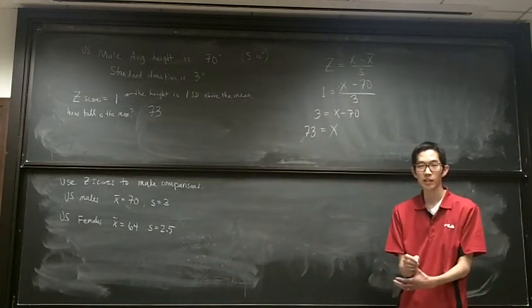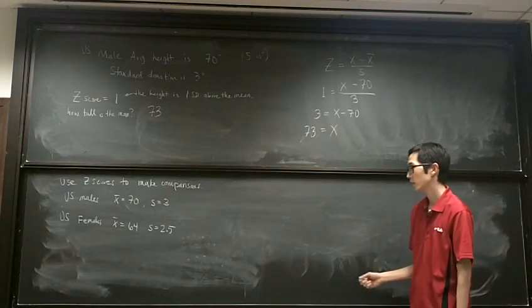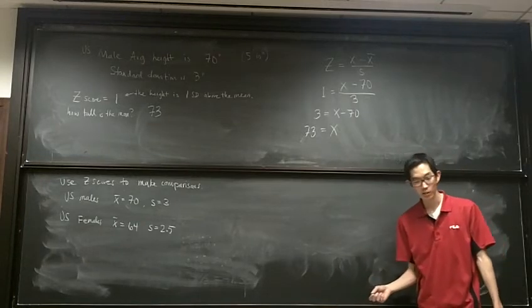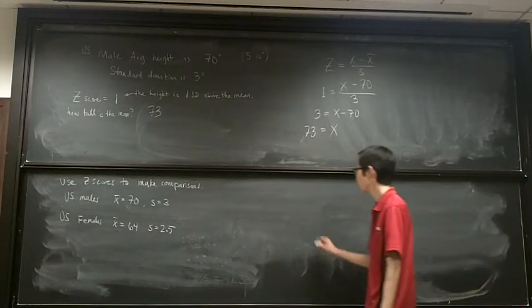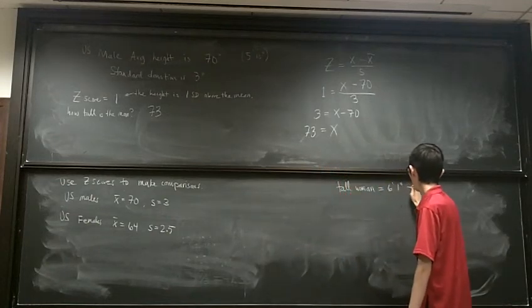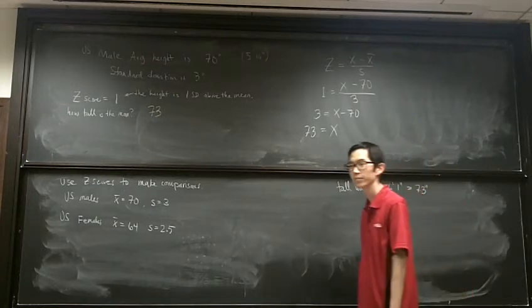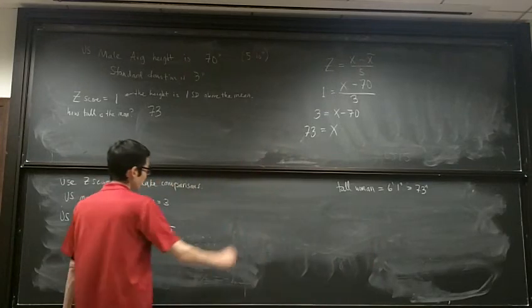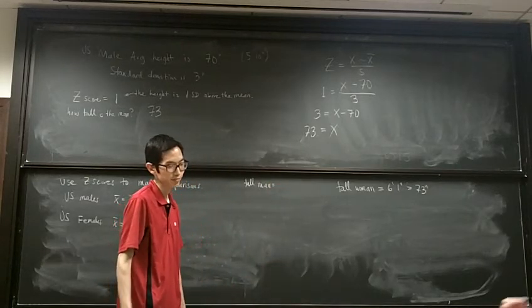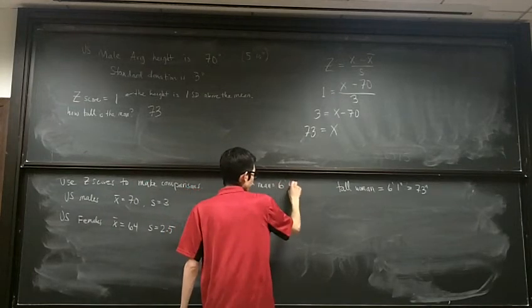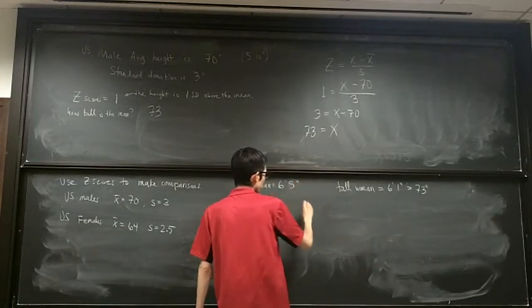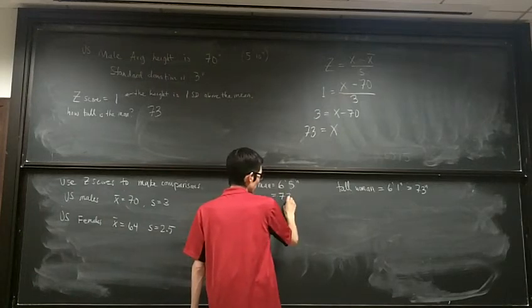And let's say you're going through life and you see a woman who is 6'1", so a tall woman. She is 6'1", or 73 inches tall. You also see a tall man, and let's say he is 6'5". So a tall man and a tall woman. 6'5" would be 77 inches tall.